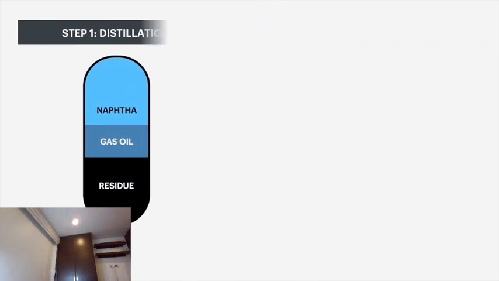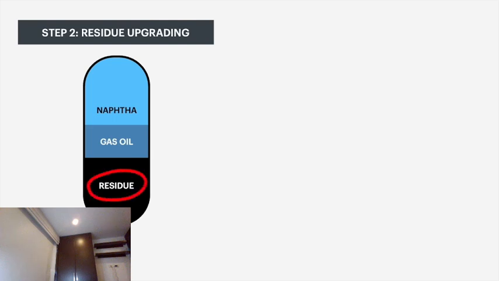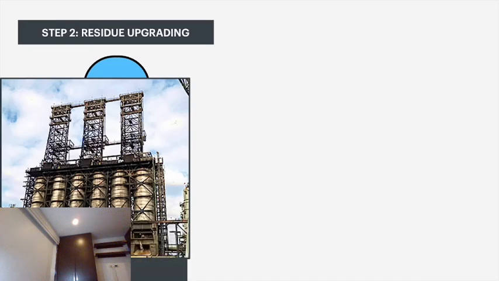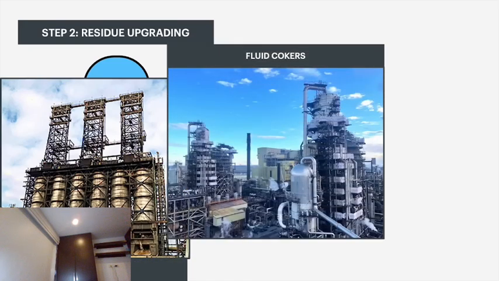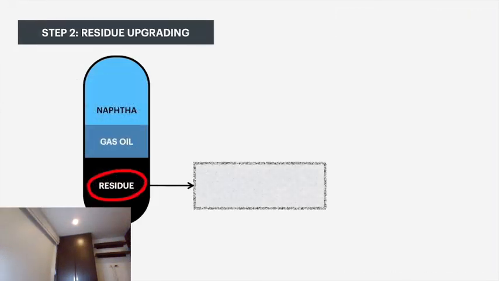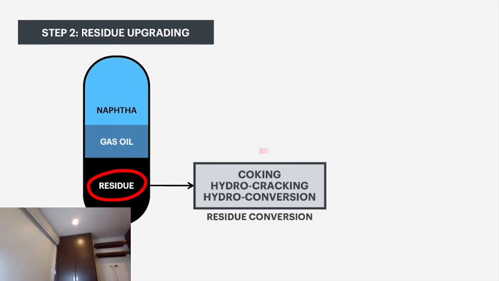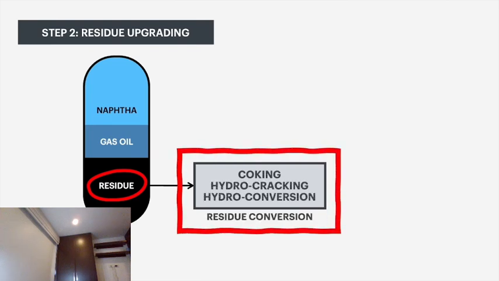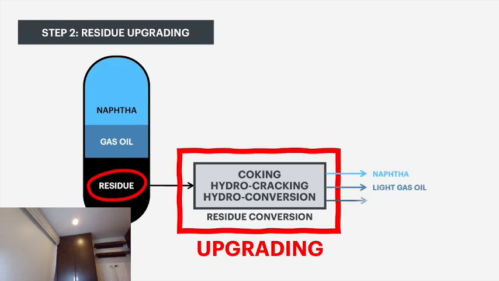Upgraders basically upgrade or convert this residue into higher-value gas oils using equipment like crackers, cokers, and hydroconversion units, which break up the long-chain hydrocarbon bonds and improve the hydrogen-to-carbon ratio, either by removing carbon or adding hydrogen. This converts the low-value residue into higher-value naphtha and gas oils.